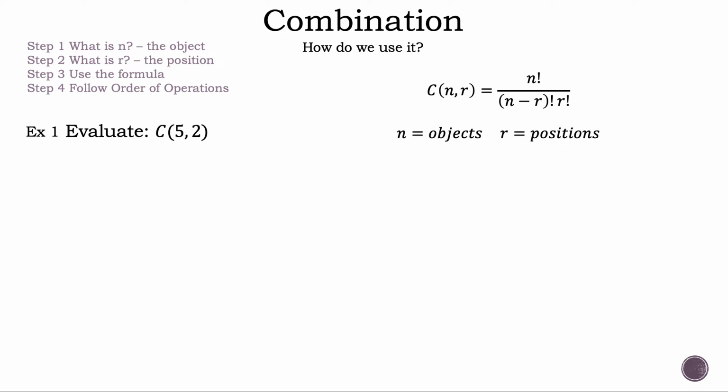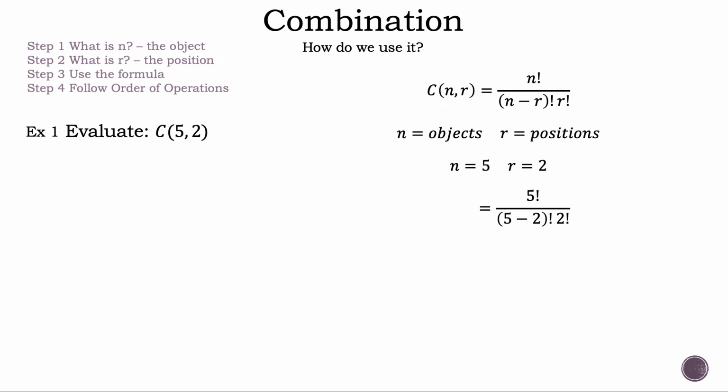Now, let's write down the formula for combinations, which is n choose r is equal to n factorial all over the quantity of n minus r factorial times r factorial, where n is the number of objects and r is the number of positions. In this case, n is equal to 5 and r is equal to 2. So let's substitute 5 for each n and 2 for each r.